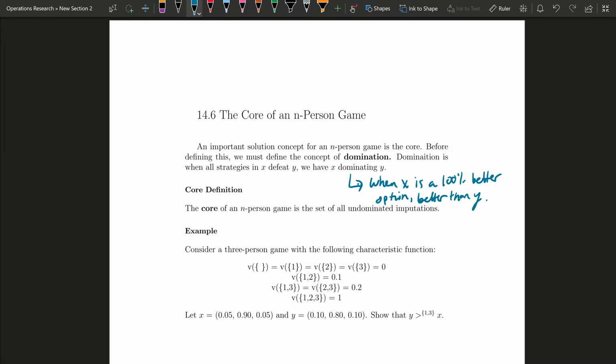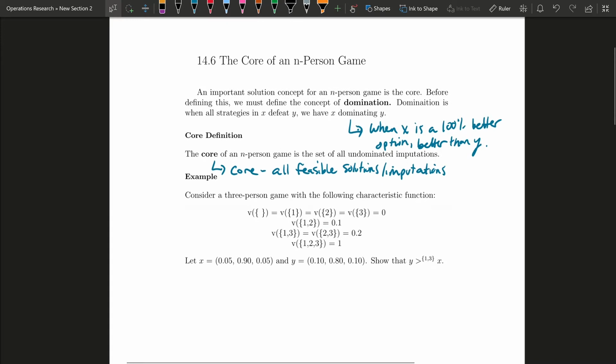So then we get into the core definition here. The core of an n-person game is just going to be the set of all undominated imputations. So really what that means is the core is just all feasible and optimal solutions or imputations, because obviously you're not going to choose a solution that is dominated. That doesn't make any sense because there's another option that's 100% better for everybody. So why wouldn't you take that better option?